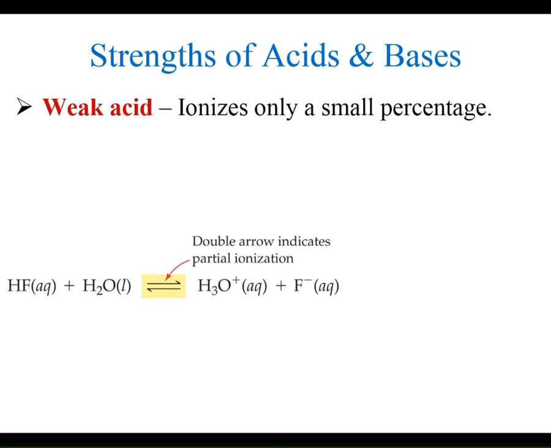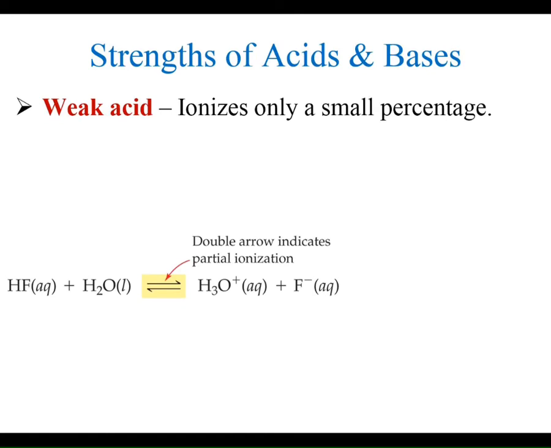Only a little bit of it breaks up, which is why we have our friend the double arrow, the little equilibrium arrow. So some of it breaks up, but some of it recombines back. Normally, it's much less than 100%. I mean like 5% or less. Or it could be a millionth of a percent. It's really way less than 100%.